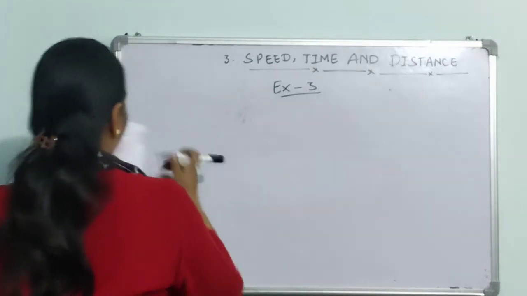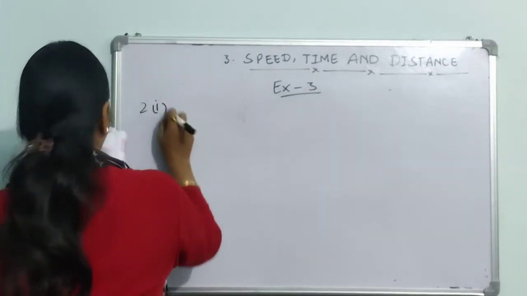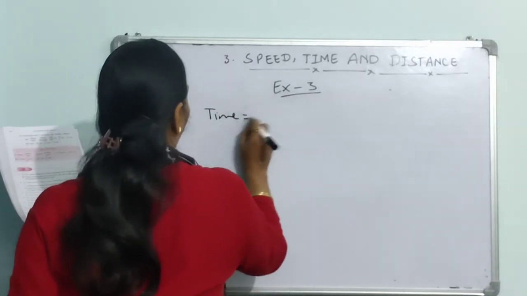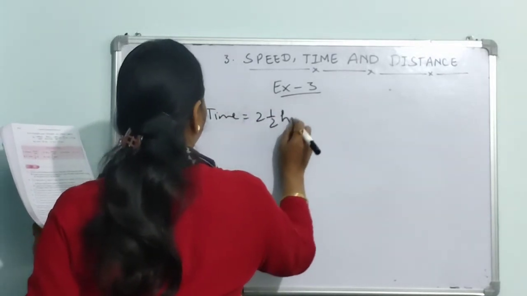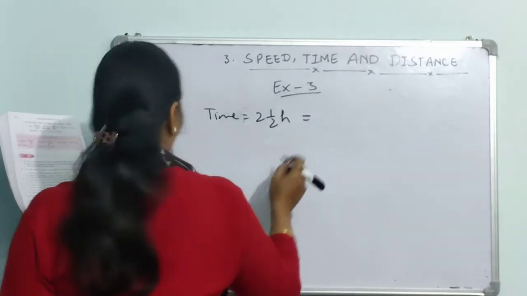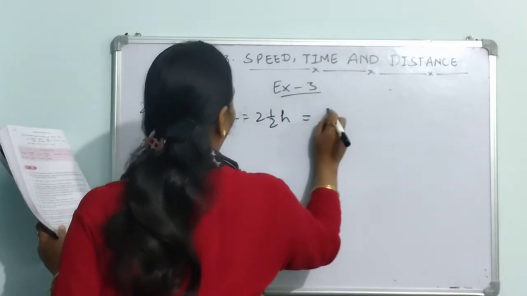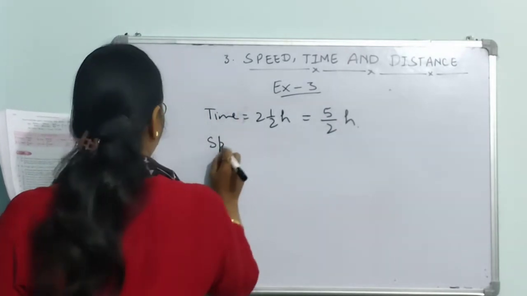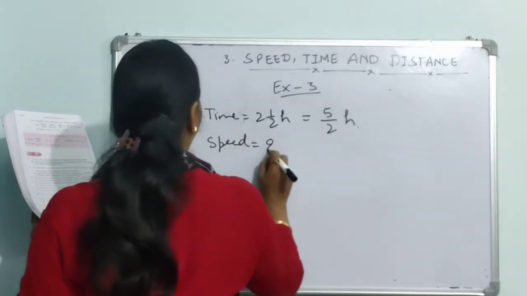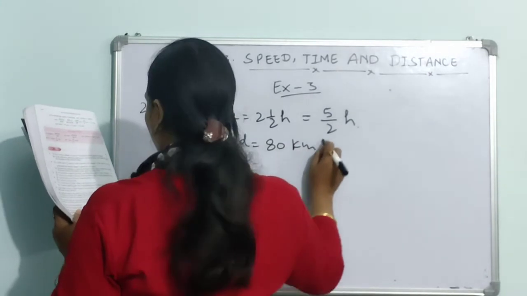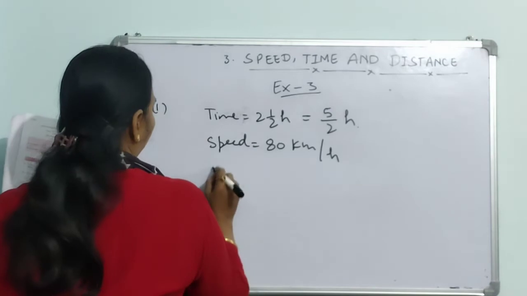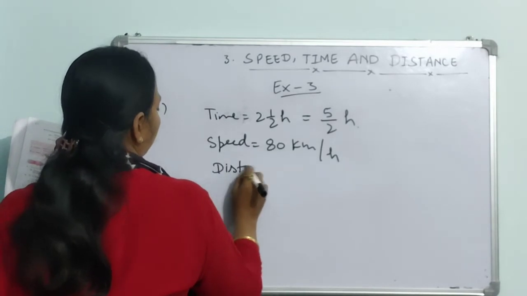So note down what is given in this question. First, you note down time is given, 2.5 hours. So you can change it into improper form. 2 twos are 4 plus 1, 5 by 2 hours, and speed is 80 kilometer per hour. Both are given in hours, so no need to change anything. Now what you have to calculate? Distance.